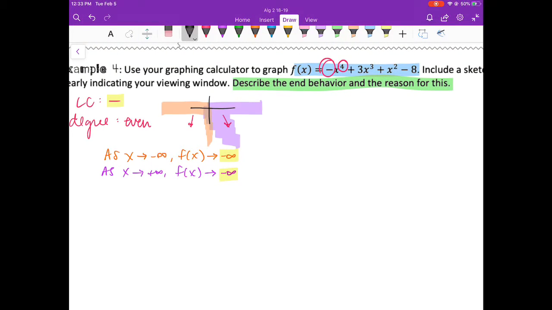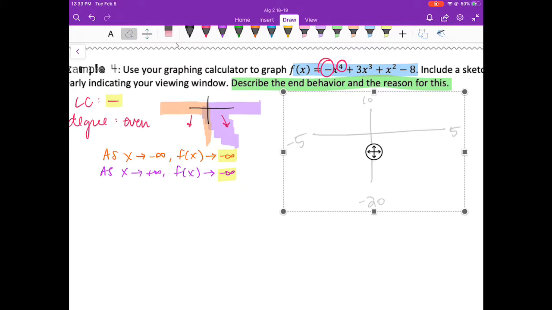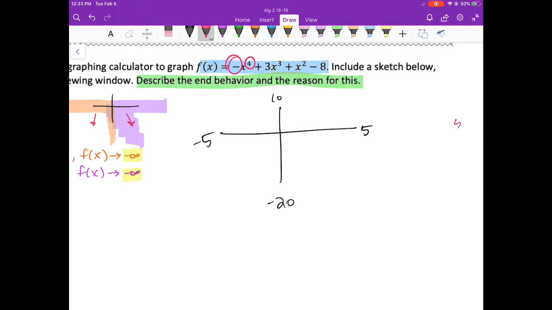Alrighty, now that we have that graph pulled up on our graphing calculator, let's go ahead and include a sketch right here. So it looks like our graph ended up looking kind of like this-ish. And we went from -5 to 5 on our x-axis, -20 up to +10 on our y. I'm gonna make this just a little bit bigger, perfect. And then our graph kind of had this general shape. We went down, and then we kind of crossed, and went up and down.